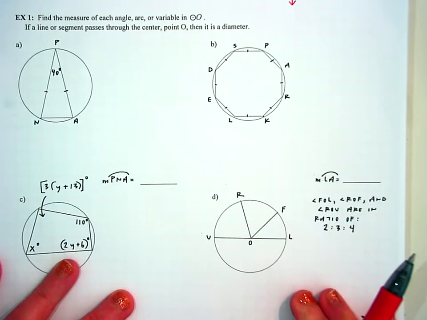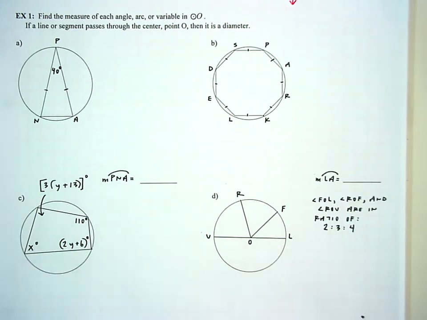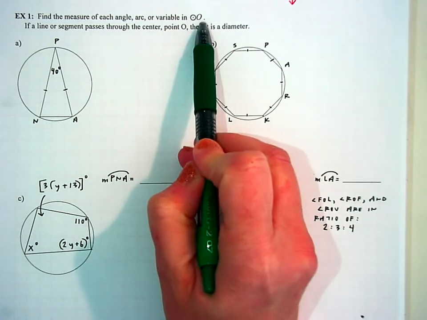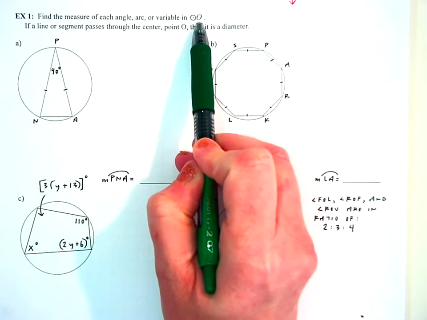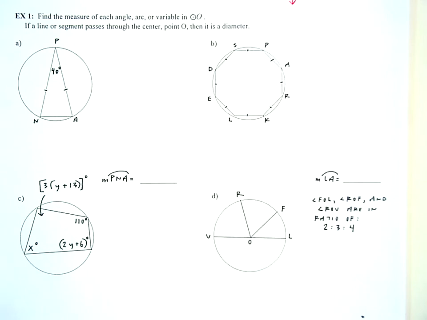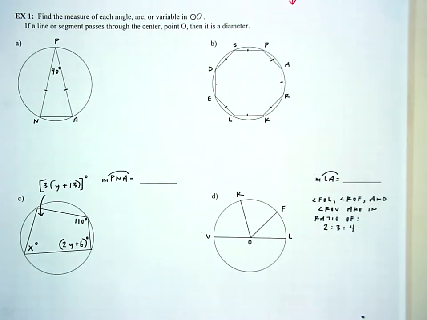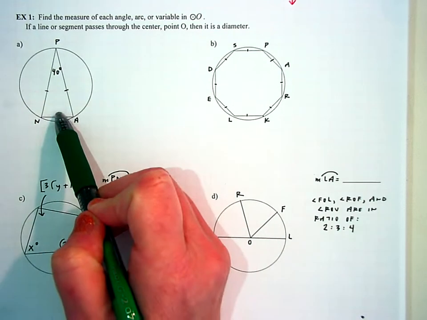So here I'm saying, find the measure of each angle, arc, or variable in circle O. So if I call it circle O, then I'm calling it the center of the circle. Okay, if a line or segment passes through the center point O, then you can say that that is a diameter. All right, so first up, I'm looking at this picture.